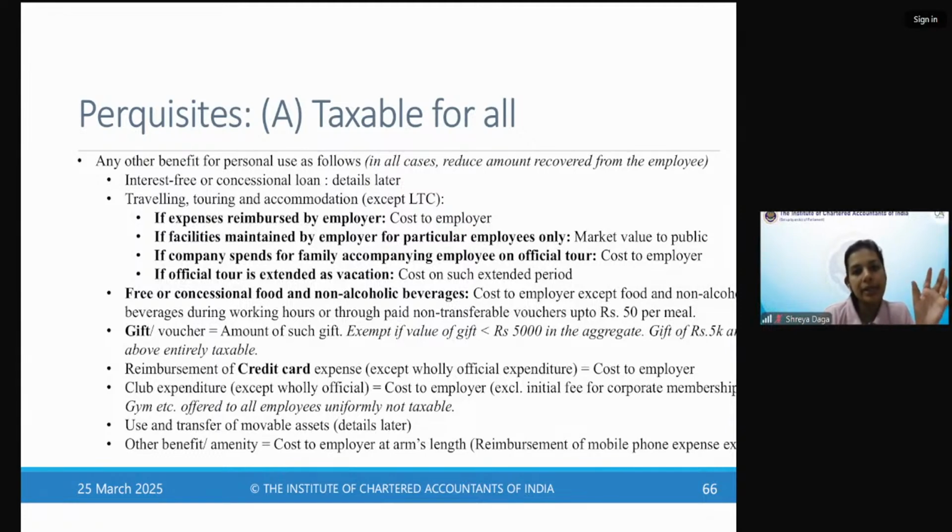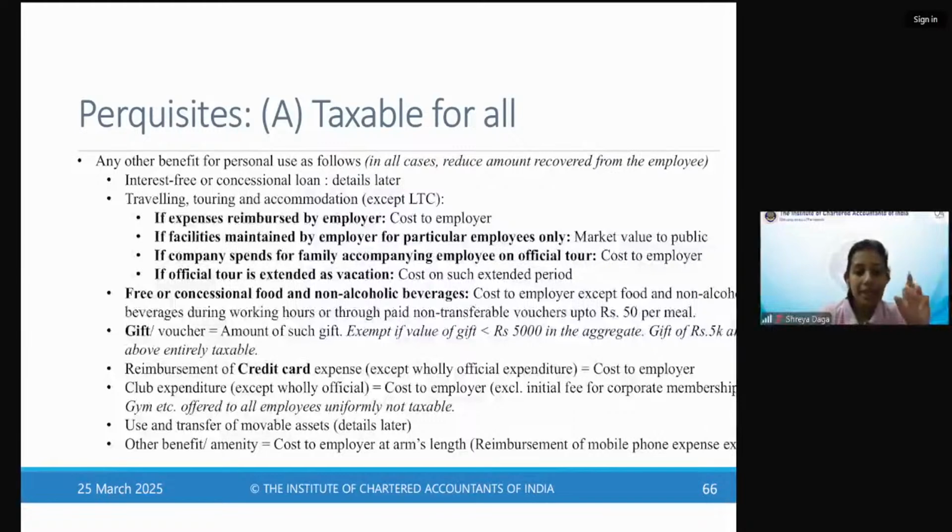Then the amount of taxable perquisite is the cost to the employer. The amount that is actually spent is your perquisite. And if to some extent you reduced some part of it from your payslip, you said that okay, 100 rupees is the total cost, you pay 80, I will pay 20, then only 80 will be taxable. In all cases, to the extent the employee is paying back or you can recover from the employee, that will not be taxable perquisite.